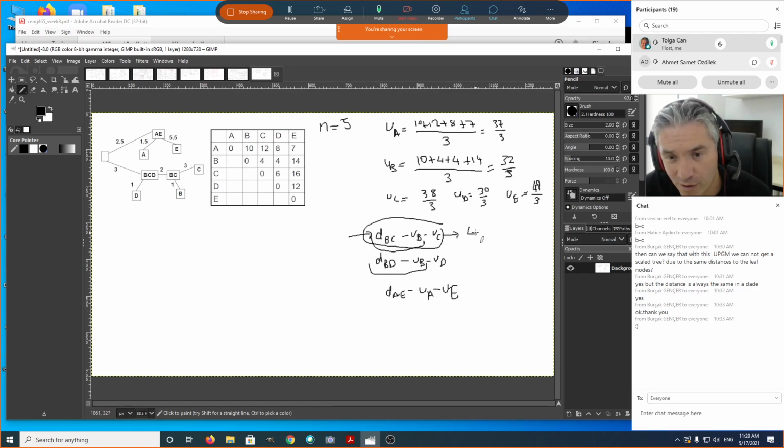For example, this was 4. UB was 32 divided by 3, and UC was 38 divided by 3, right? So this is not divided by 2, 3. So this 4 is 12 divided by 3. I can write 4 as 12 divided by 3. So this will be minus 20 and minus 58 divided by 3. So this measure here is minus 58 divided by 3.